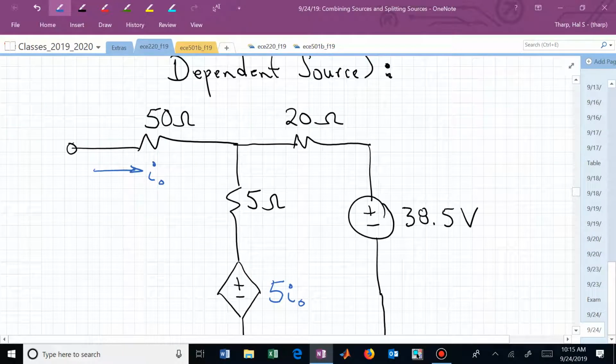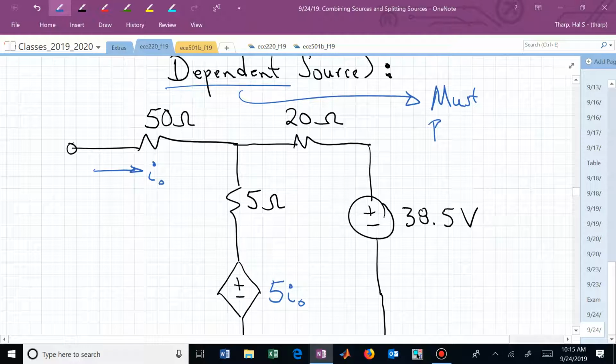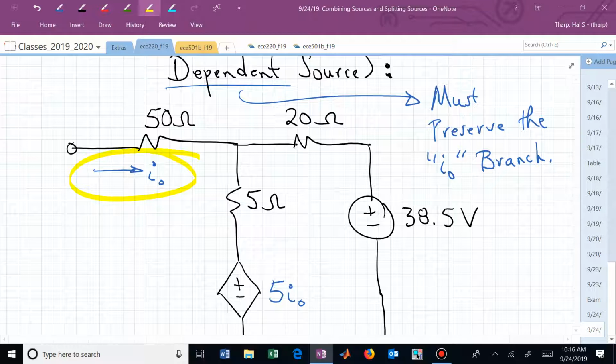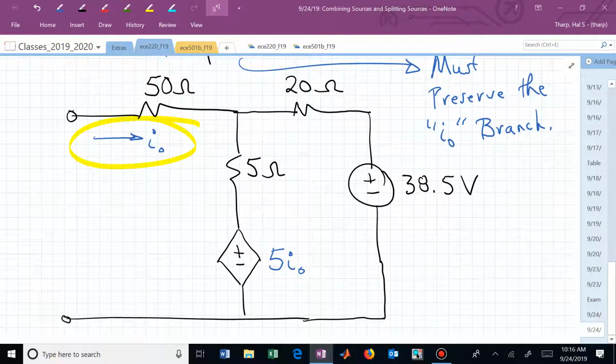So now with this dependent source, we actually have to preserve it. We need to make sure and keep that there. We can't be messing with that branch because that is determining the dependent source. That dependent source is dependent on that current in that branch. We can't collapse that away. We have to preserve that in this process.